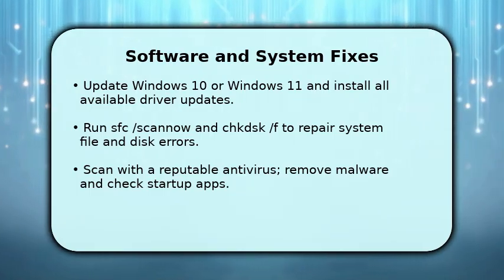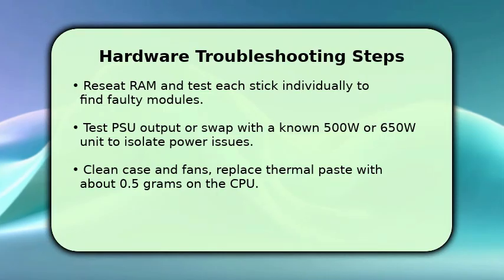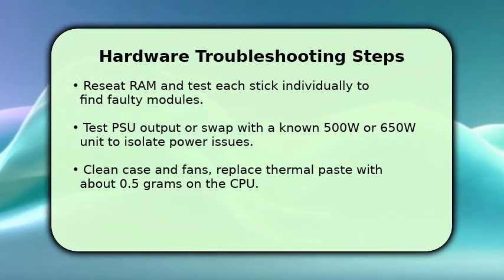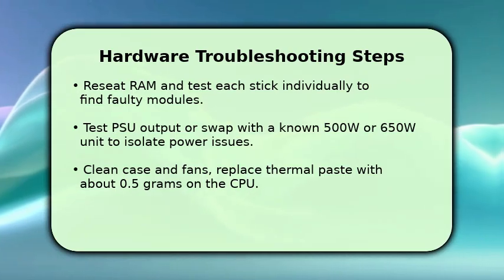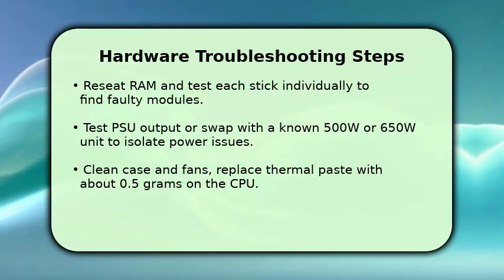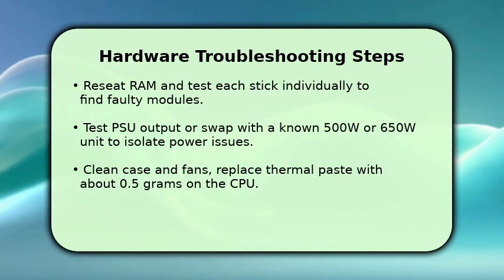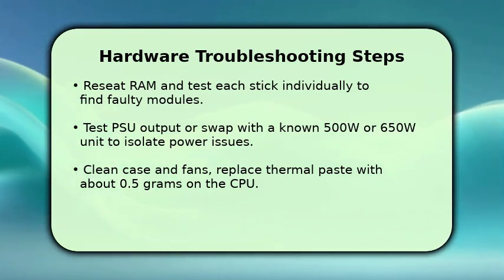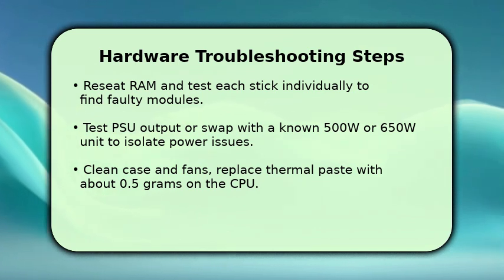When software checks fail, move to hardware troubleshooting methodically. Power down and reset RAM modules, then test each stick individually to identify faulty memory. Check storage connections and swap SATA cables or test the drive in another system if you have a 3.5-inch HDD or M.2 SSD. Test PSU output or swap with a known 500W or 650W unit to isolate power issues.